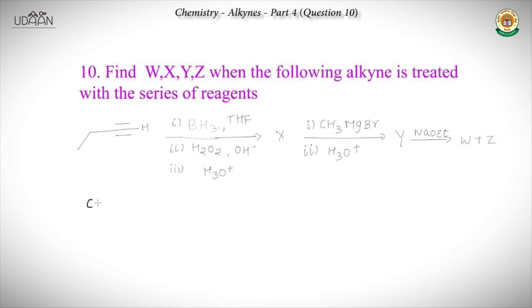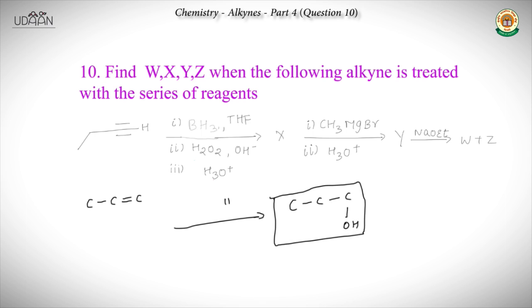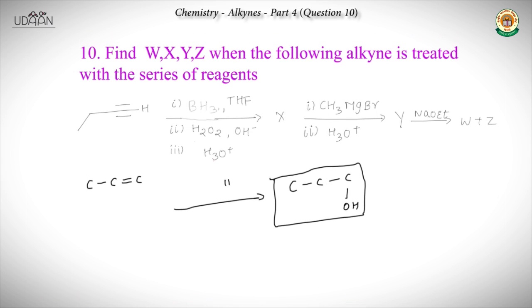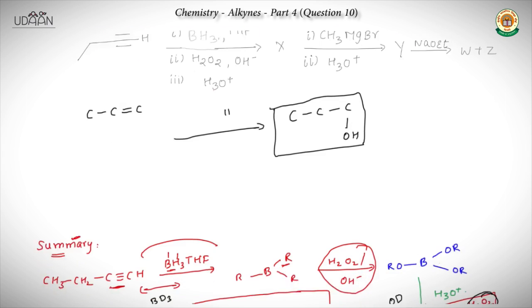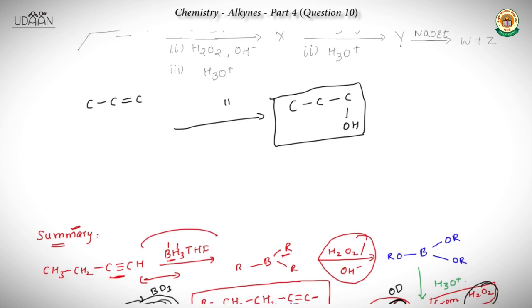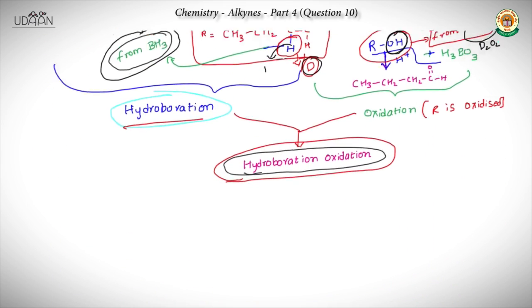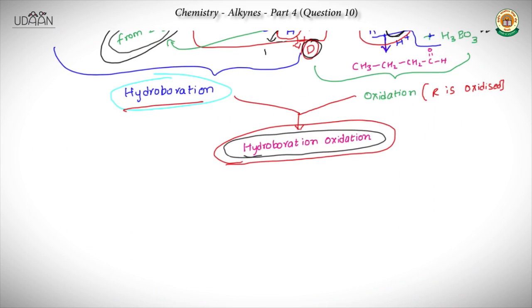For example, let's consider a simple case where we have this alkene and we have used the same reagents, and the final product which we are going to get has OH on the last carbon. In the previous case, an enol was formed, so that's why it turned out to be an aldehyde. And here there is no tautomerization, which would be evident if you write the mechanism. First, try it out yourself from the mechanism which is given to you.